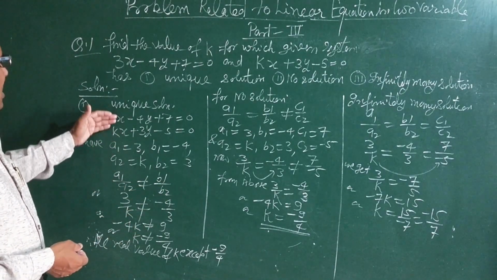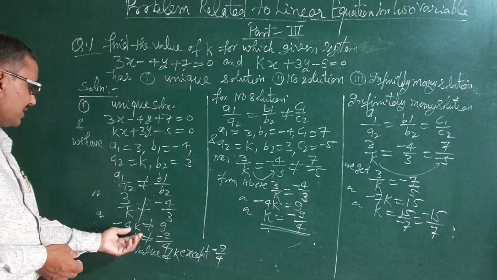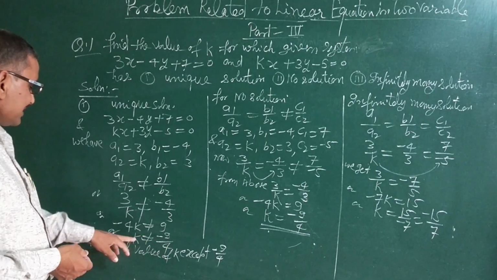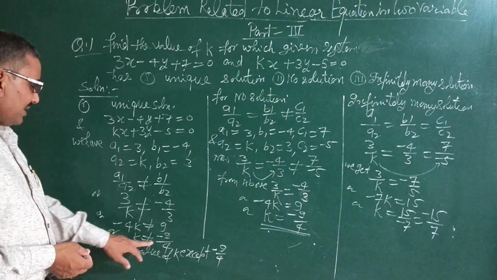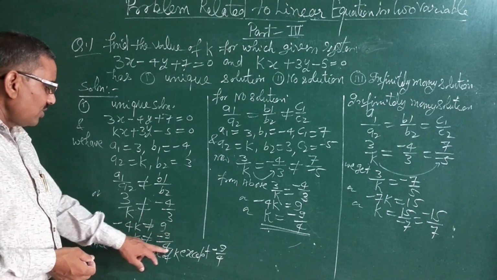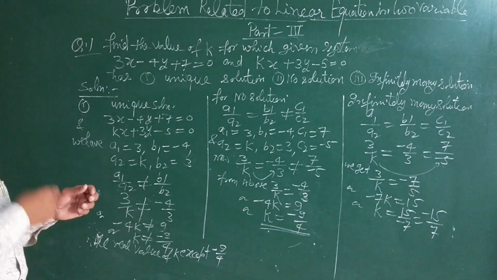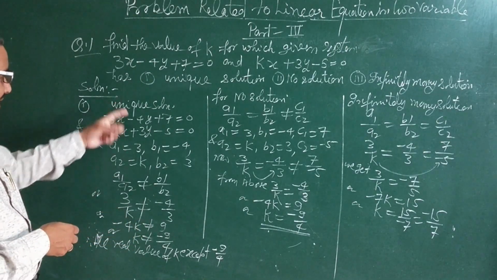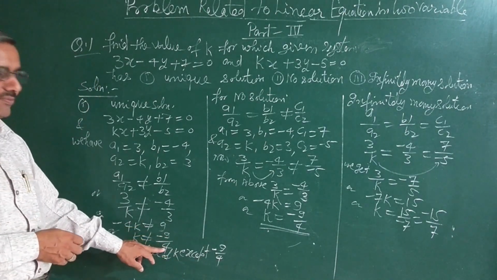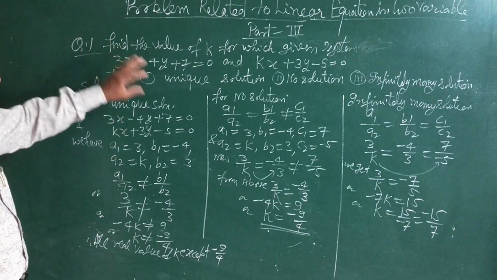We substitute all the values of a1, b1, a2, b2 from the question and we find that k is not equal to minus 9 upon 4. Means if k does not attain the value of minus 9 upon 4, in this case the solution is unique, and all other values of k except minus 9 upon 4 will give you the unique solution.